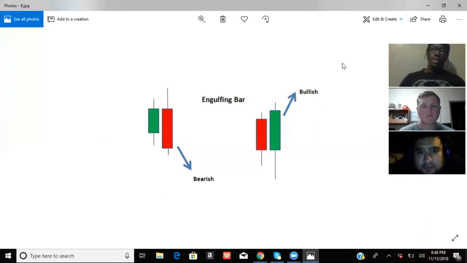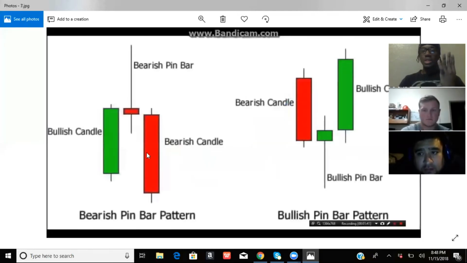Okay. All right, so we went over all of the 4 single stick candle formations. We went over the doji, the hammer, the shooting star, and the pin bar. The reason why they call it single stick is because they're only one candlestick. You can identify these just by looking at one candlestick. Like, oh, that's a pin bar.